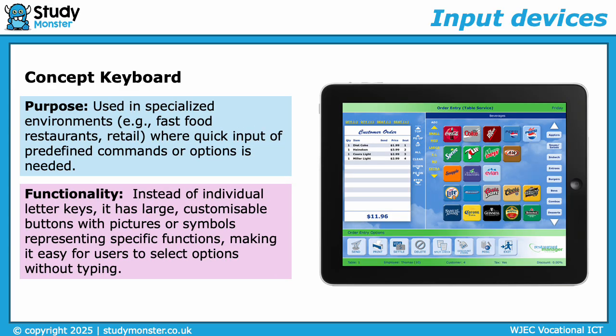The final main sort of keyboard, there is one more, but it's slightly different. So the final sort of keyboard is a concept keyboard, used in specialized environments, so things like fast food restaurants, retail, where quick input is needed. So if you think about a restaurant where you go up to order your food at the bar and you were asking for steak with salad and chips, for example, instead of a server typing in steak, well done, chips and side salad, they can press a button that has steak, press a button that says well done, press a button that says side salad, and so on and so forth.